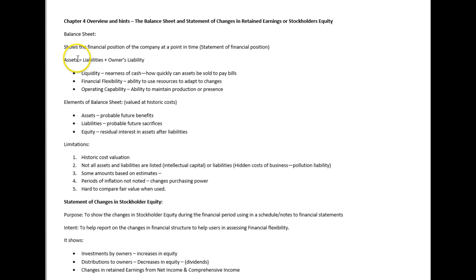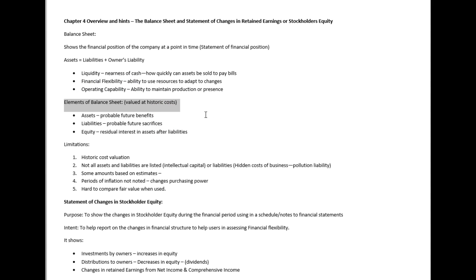So the balance sheet shows the financial position of the company at a certain point in time. It's also called the statement of financial position. This brings up the accounting equation: assets equal liabilities plus owner's equity. This is the starting point for your financial statements. The assets, liabilities, and owner's equity are also considered the elements of the balance sheet. They are always recorded at historic costs, which means the cost that you bought them at.